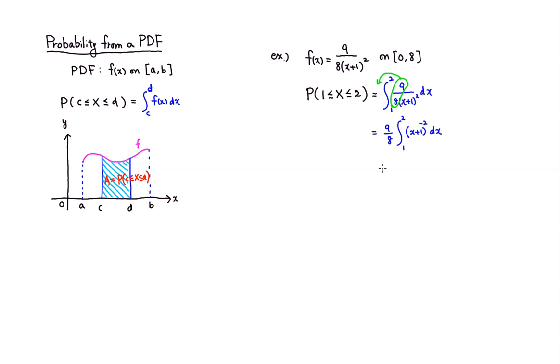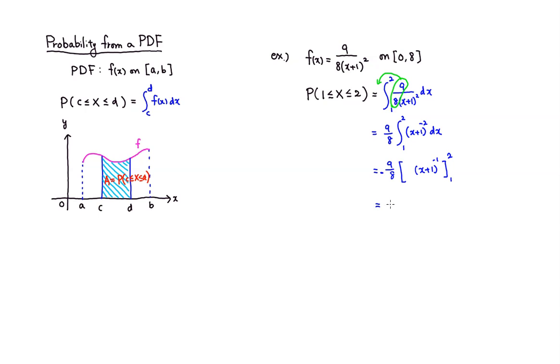Then we can just use the power rule. So you have 9 over 8 times the antiderivative of that, and luckily the derivative of x plus 1 is 1. You can go through the substitution, but it's easy enough without it. I'm going to add 1 to the power, which gives negative 1, and divide by negative 1, so I'll put a negative sign right in front, and then evaluate from 1 to 2.